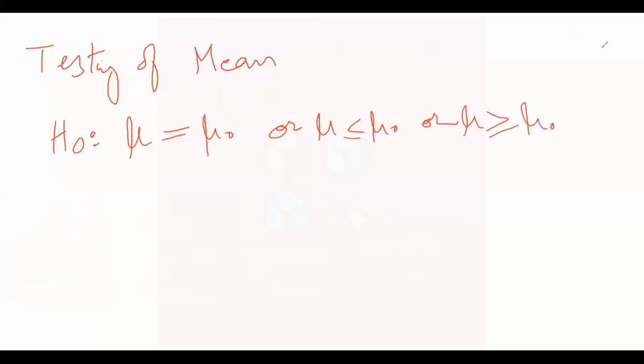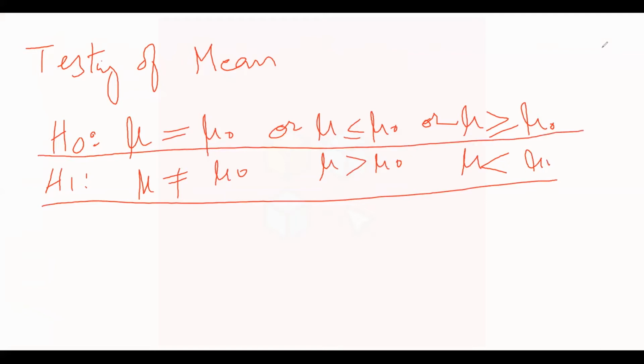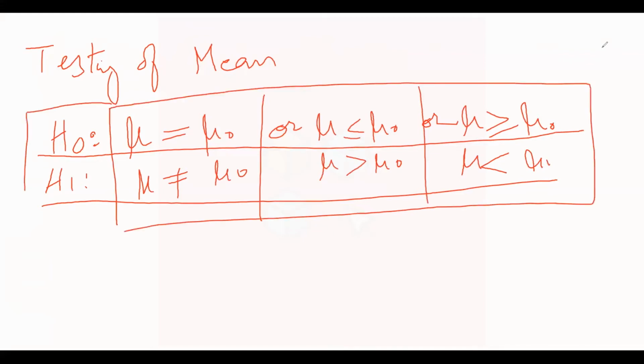So the hypothesis is H naught: mu is equal to mu naught. We have three different forms of null hypothesis. The first form is equality, or mu less than equal to mu naught, or mu greater than equal to mu naught. Any one of the forms can occur against the alternative hypothesis of inequality, greater than and less than. So these are the three cases of null hypothesis and alternative hypothesis. These are actually the pairs of null hypothesis and alternative hypothesis.